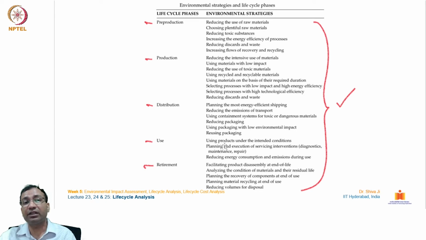And at the use stage, if you see, using products under the intended conditions only, planning and execution of servicing interventions, for example diagnostics, maintenance, repair, etc. We can go for reducing energy consumption and emission during the use itself, because we saw in the automobile industry it becomes very critical. And for a product like a chair or a table, longevity becomes very important, and the embodied energy becomes very important, because once that piece of furniture is bought by the consumer, it is going to last for a wider duration of time. So the longer it serves, the better it is.